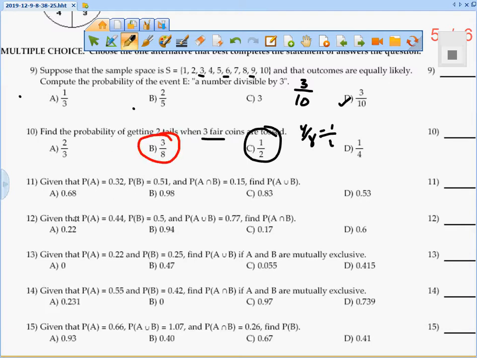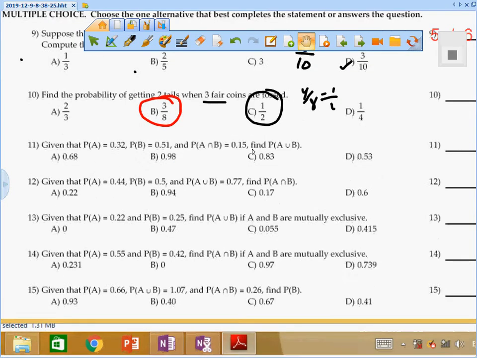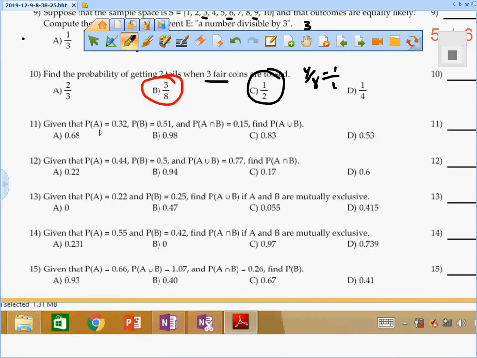Now for number 11. Given the probability of A and the probability of B, and this is the intersection. We said yesterday that the probability of the intersection is equal to the probability of A plus the probability of B minus the probability of the union. And the probability of the union is equal to the probability of A plus the probability of B minus the intersection. So if the intersection is at the left, the union is at the right. If the union is at the right, the intersection is at the left. I want to find the union.